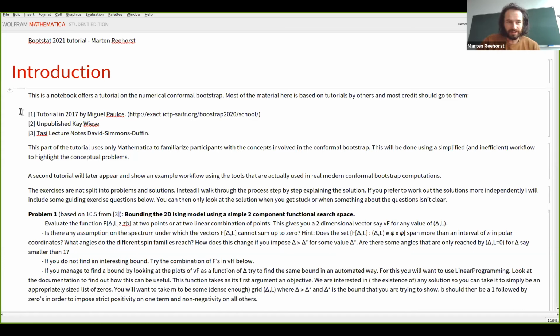So first I should say that the tutorial is constructed from some examples that were already previously available. There is a tutorial by Miguel Paulos on which part of this is based. There's an example exercise in the lecture notes of David Simmons-Duffin, and Kay Weiss shared some files with me. And so most of the credit should go to these people. I'm just putting it together and presenting it.